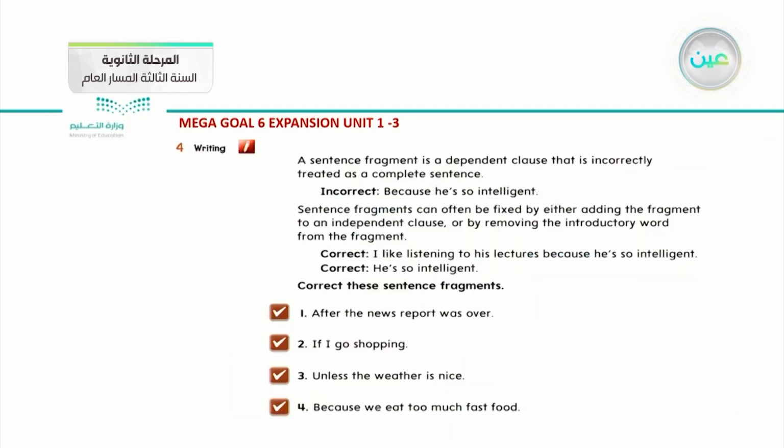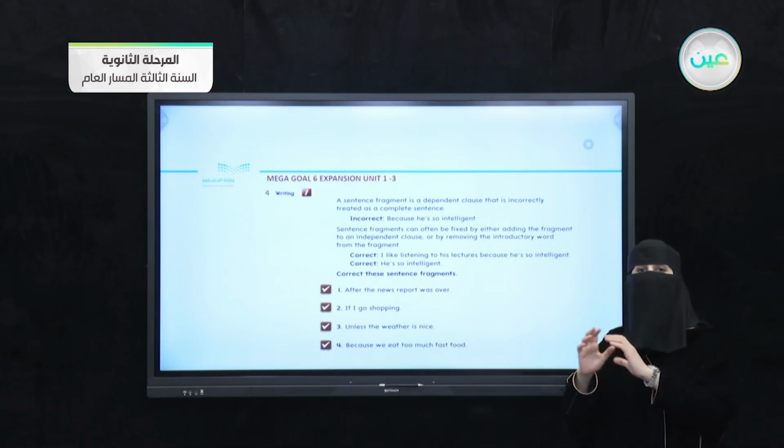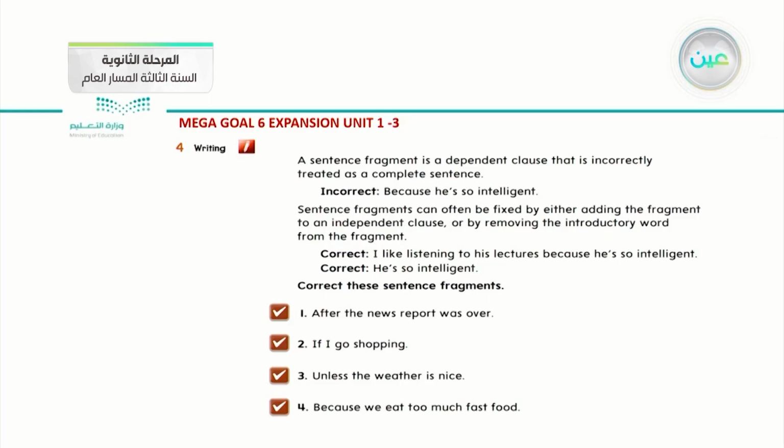The third question about our lesson today is writing. Okay, a sentence fragment is a dependent clause. What they mean by fragment is a dependent clause. It means that it is incorrect, which means that we can't begin with a dependent clause or a phrase and treat it as a complete sentence.